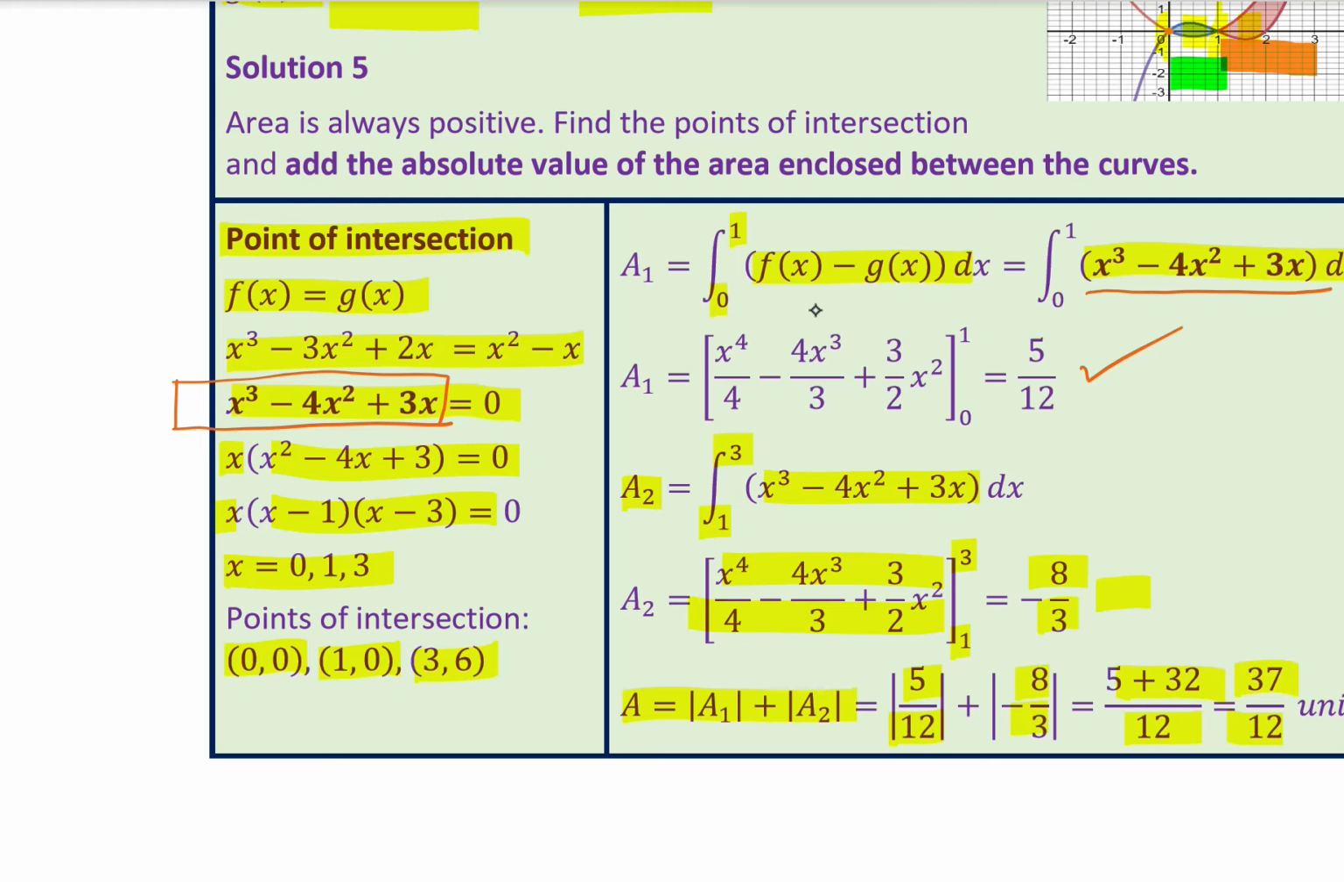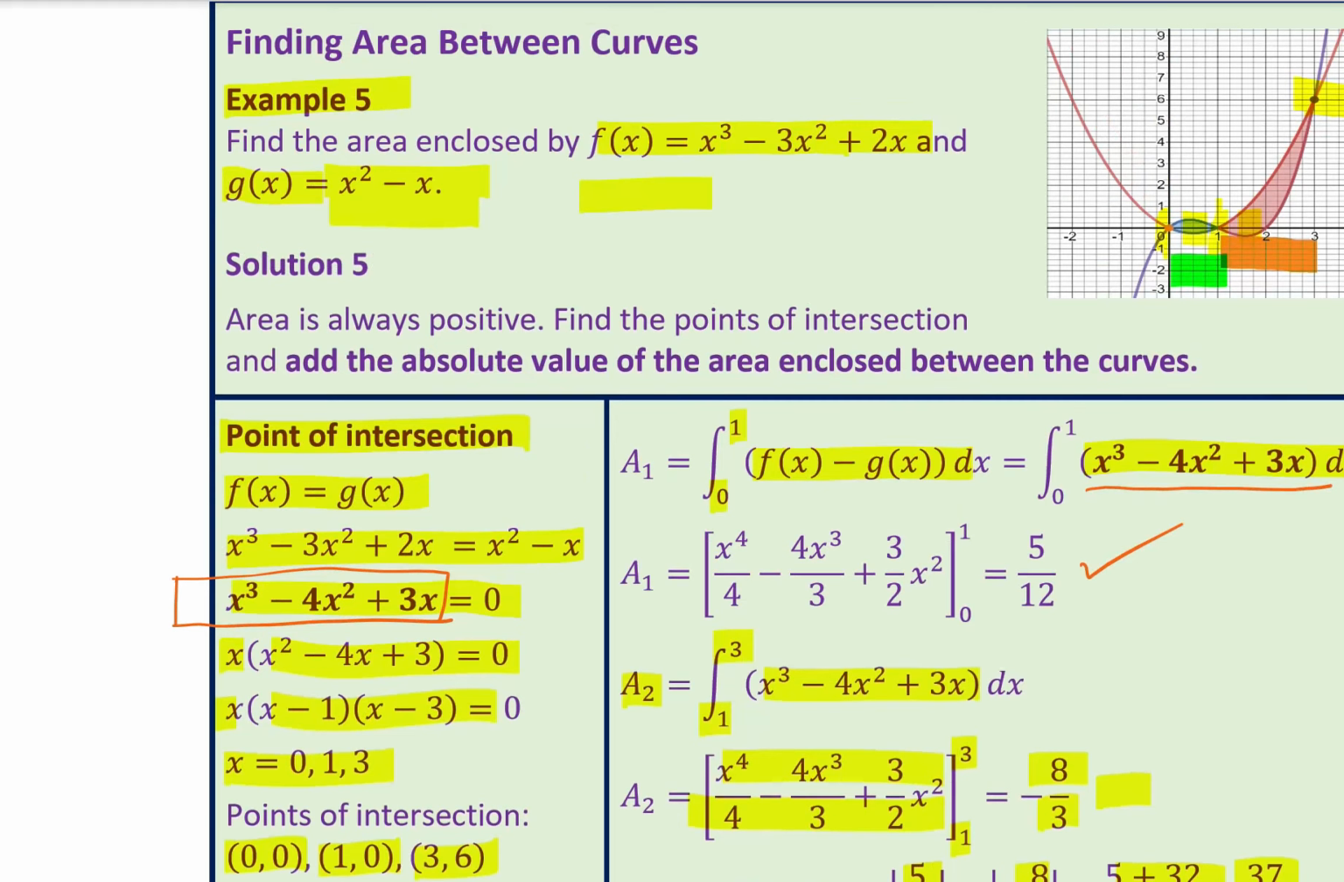So is this clear to you? Have a good look at what we did here. The first step in such questions will be to find the points of intersection. If there are 3 points of intersection, we have to calculate 2 integrals. And once you calculate these 2 integrals, then the absolute values of the areas should be added. Perfect. So it's important to understand that the absolute values of the areas should be added.